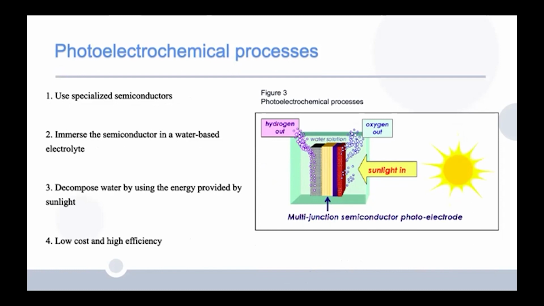Photoelectrochemical processes use specialized semiconductors to separate water into hydrogen and oxygen. Using this method to produce hydrogen requires immersing the semiconductor in a water-based electrolyte and decomposing water by using the energy provided by sunlight so that hydrogen and oxygen can be separated. The hydrogen decomposed from the water in this way can be directly used as energy without additional hydrogen synthesis. This method has low cost and high efficiency, but there is still room for improvement.